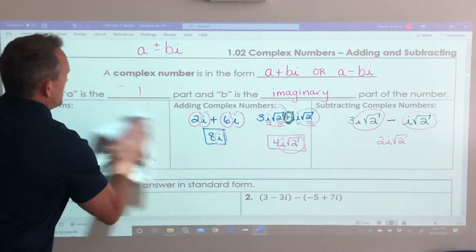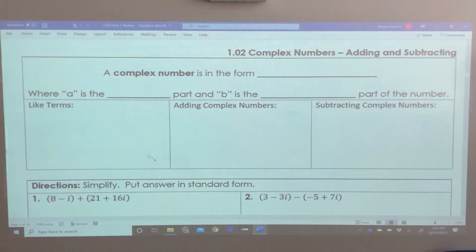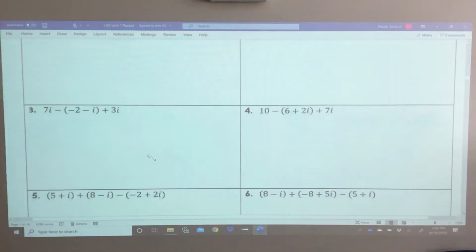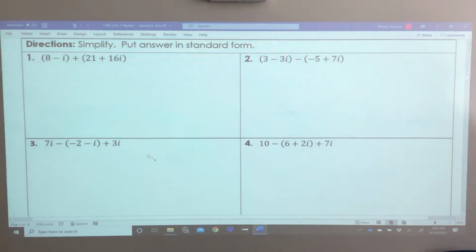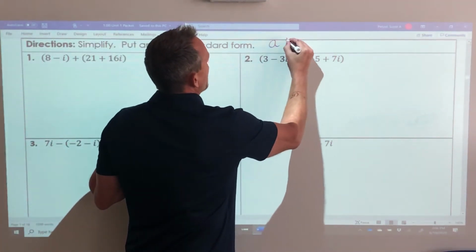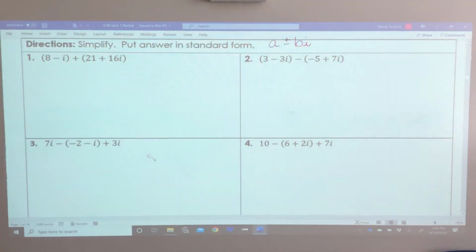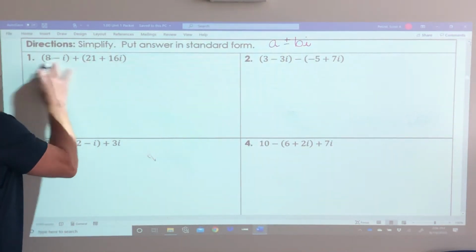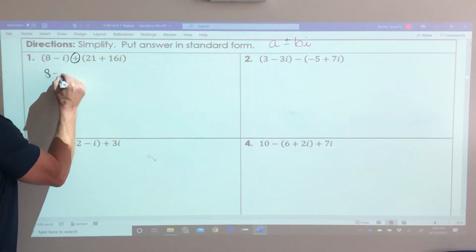All right, let's erase. Let's bump up the board and let's keep her moving. Wow, I went a little quick there. All right. It says simplify, put answer in standard form. Standard form is obviously a plus or minus bi. All right? So, first things first, I always want to get rid of these parentheses. If there's a plus in the middle, these things just simply come down.